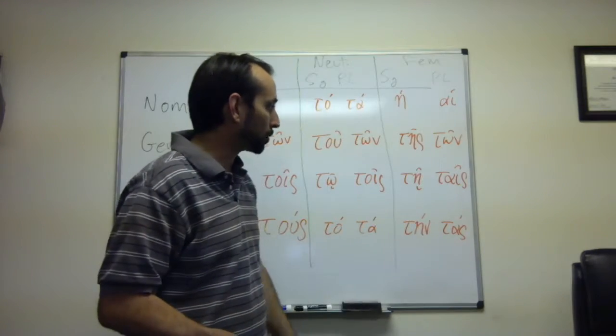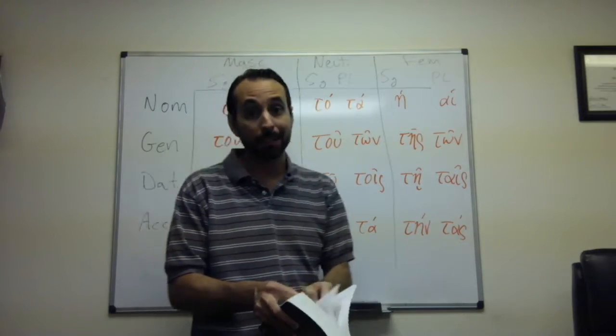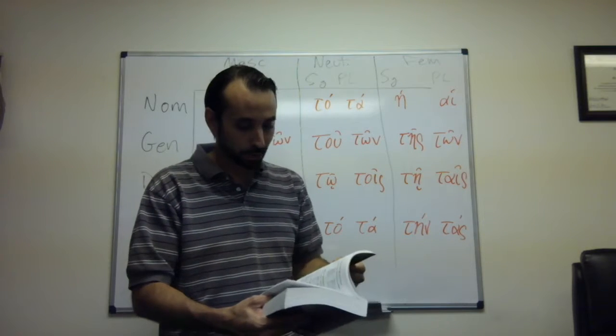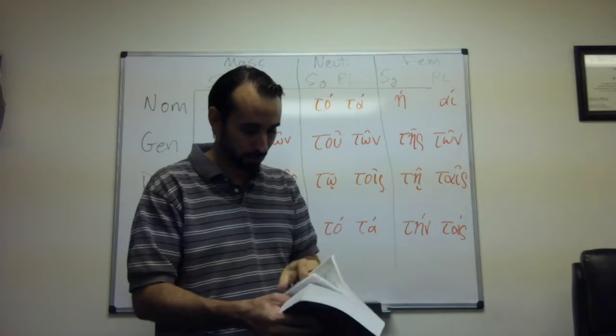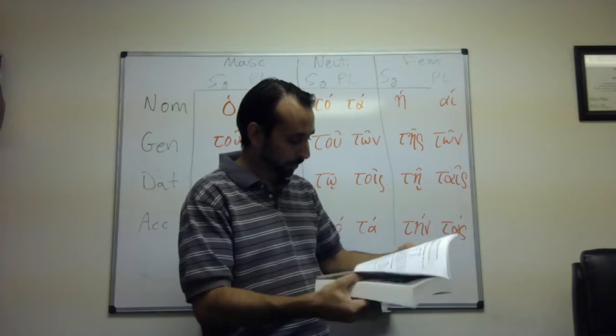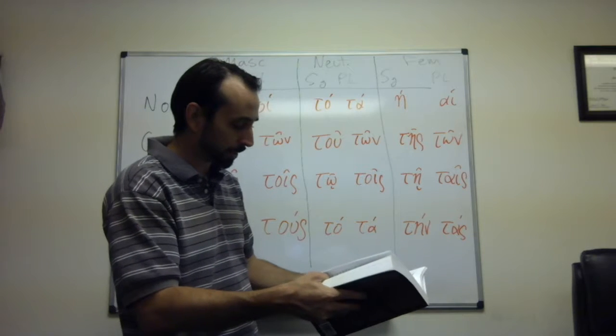The feminine article should look familiar to you because you learned that in the last chapter. That's the eta pure ending. So if you learn, this would be on page 54. If you turn to page 54, look down at table 5.3.